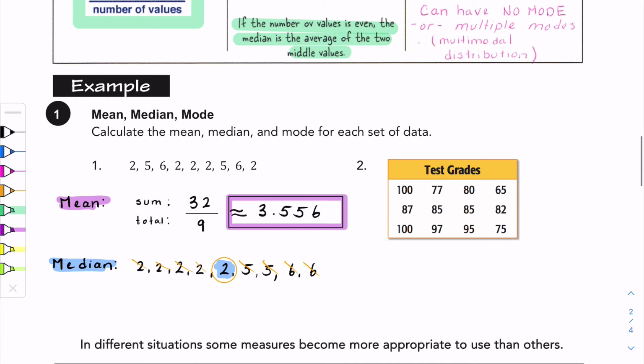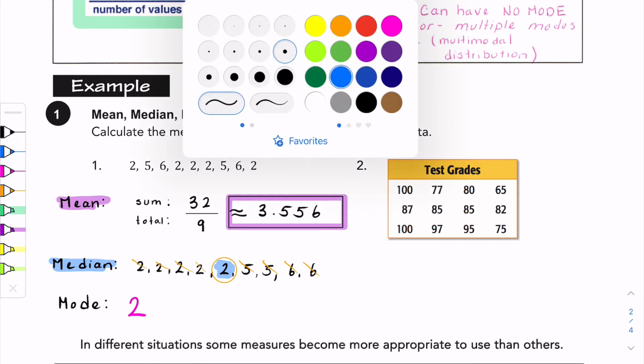And lastly, mode. Mode is the number that occurs most often. I think this data set clearly shows which number occurs most often, and that would be the number 2. So our answer for mode would be 2.